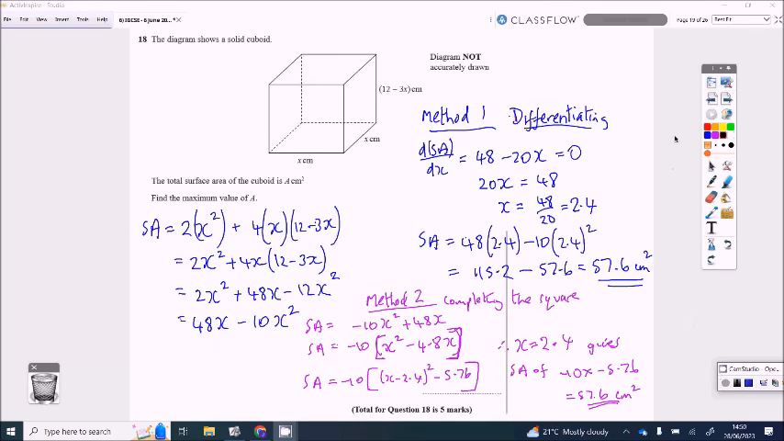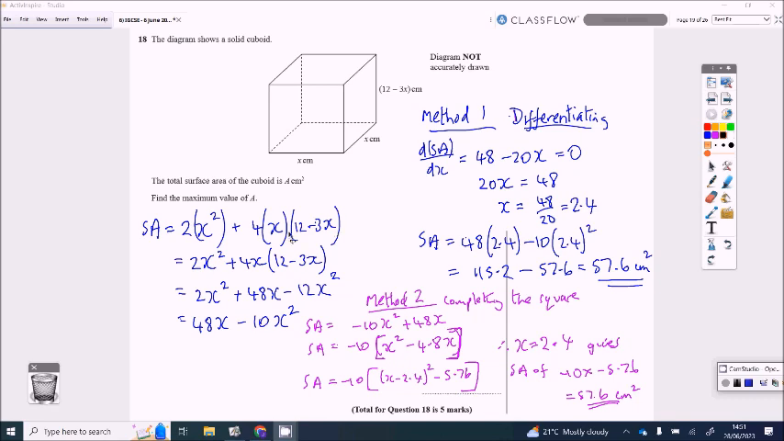Question 18. We're being asked to find the maximum value of A, and the total surface area of the cuboid is A. So we're being asked to find the maximum surface area. So first of all, step 1, we're going to have to work out the surface area in terms of x. The top and the bottom are x times x, so we've got a couple of those. So that's 2 lots of x squared. And then the 4 sides, we've got 4 of them, are going to be x times 12 minus 3x.